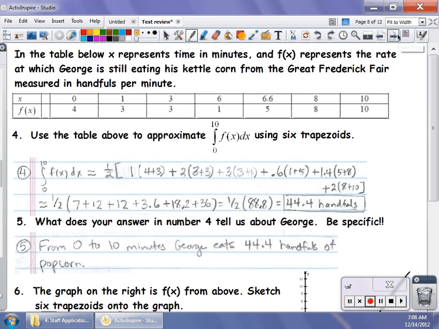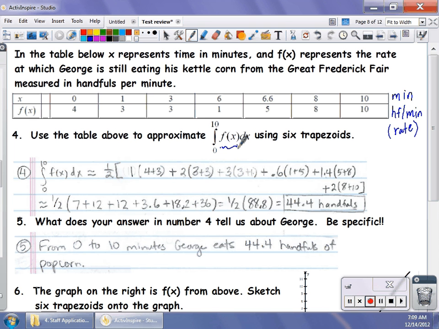All right, next problem. In the table below, x represents the time in minutes and f of x represents the rate at which George is eating his kettle corn, remember from earlier in the year, from the Great Frederick Fair, measured in handfuls per minute. So in the x value, this is minutes, and the y value is handfuls per minute, bearing in mind that this is a rate. Use the table above to approximate the definite integral from 0 to 10 minutes for the area under f of x using 6 trapezoids.